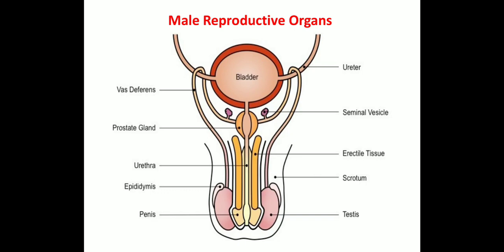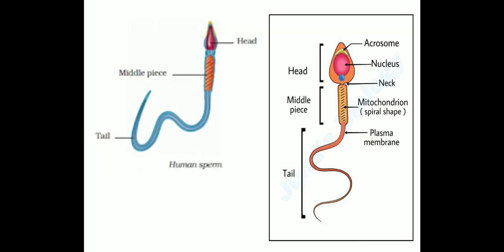During the reproduction process, the semen passes to the vagina of a woman's body. Now, you can see the human sperm. It has a head, a middle piece, and a tail. Only the head portion is active, which enters the female egg.